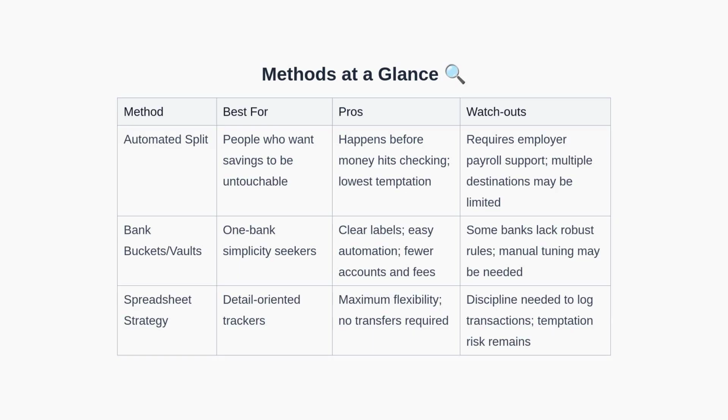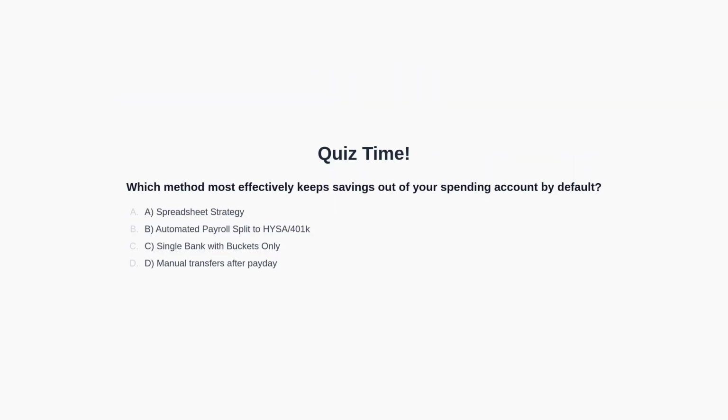With that context, test your understanding with a quick quiz. Quiz time. Which method most effectively keeps savings out of your spending account by default? Option A, Spreadsheet strategy. Option B, automated payroll split to a high-yield savings account or retirement account. Option C, single bank with buckets only. Option D, manual transfers after payday. You may pause the video now to think about the answer. We will discuss the answer in the next section of the video.